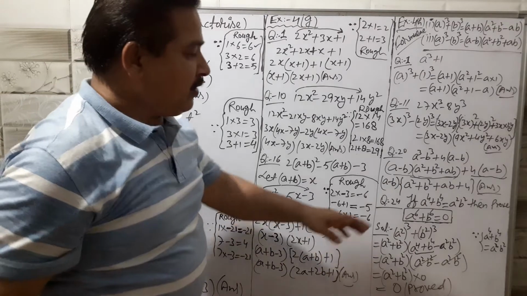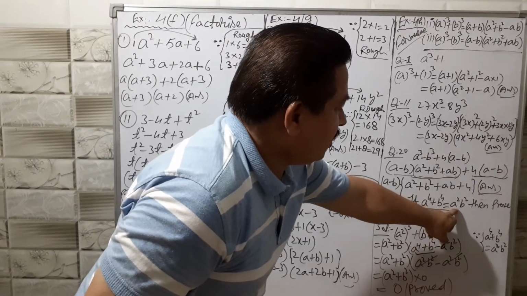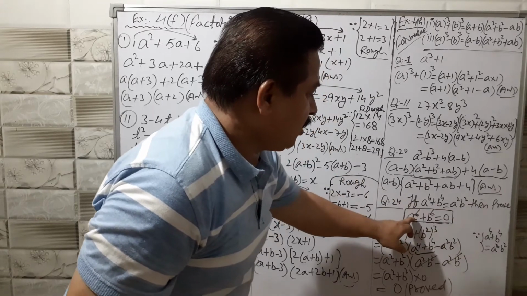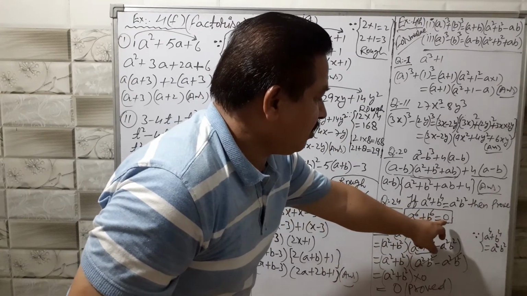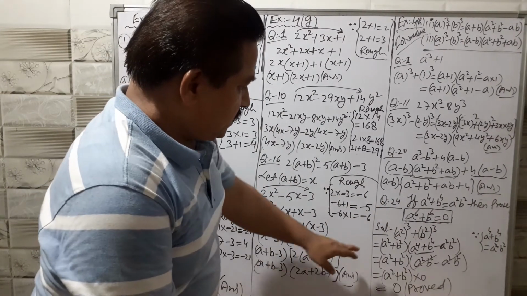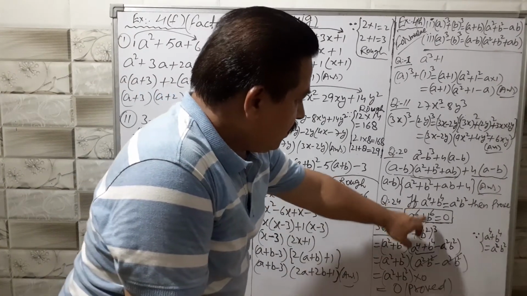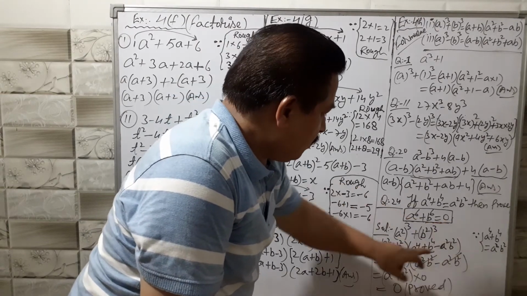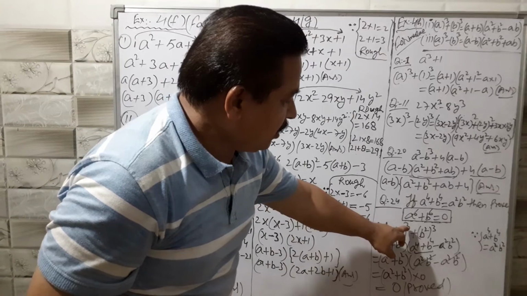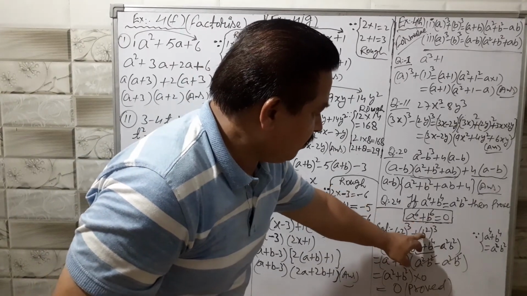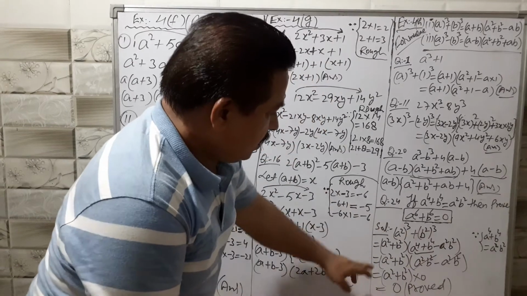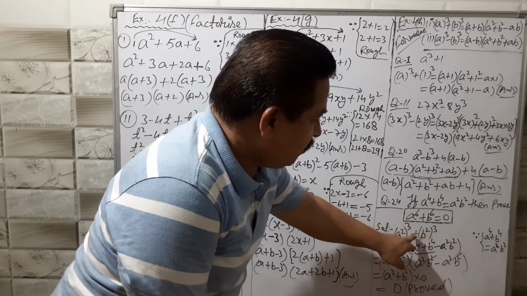See question number 24. In question number 24, this value is given: a square equals b square. Then prove a to the power 6 plus b to the power 6 is 0. Prove it. Now this we have to prove as 0. So a to the power 6 you can write as a square cubed. Similarly here b to the power 6 we can write as b square cubed. This is now in the form of a cube plus b cube.